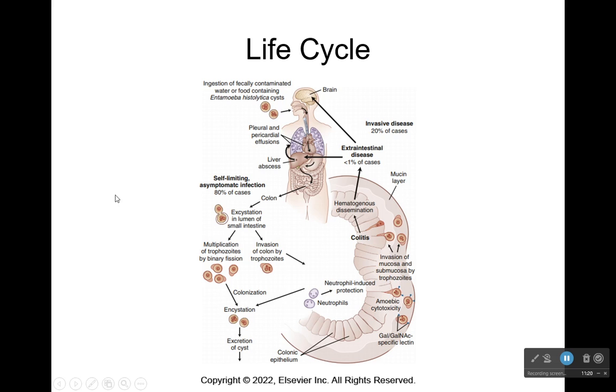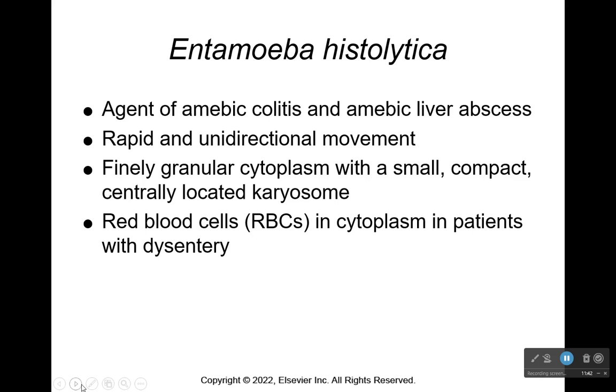But it shows ingesting fecal contamination. It shows it going through your colon, through your digestive tract, and it can be self-limiting if that's where it stays. But then it shows it being invasive, going to your brain, to your liver, causing other problems, even with your heart, so it can be quite serious. So the agent, it is called amoebiasis, or amoebic colitis, or amoebic liver abscess.